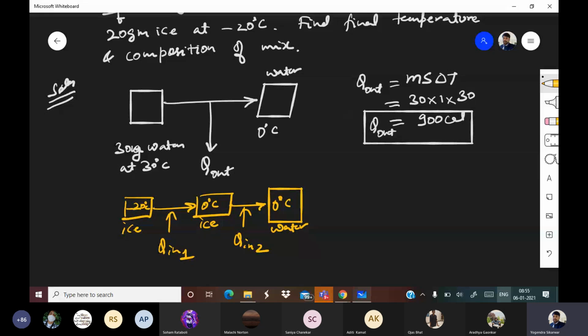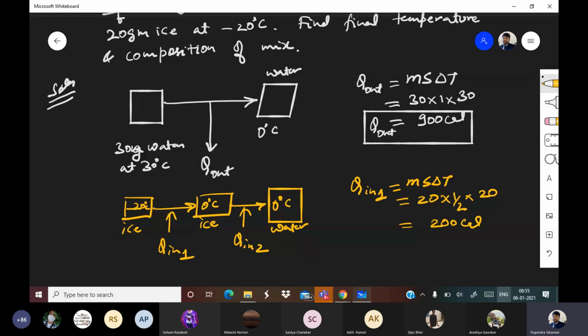Okay. So how much is Q in 1? Q in 1 will be very easy, and that will be m s delta T. M is 20 because ice is 20 gram. S is half because specific heat of ice is half, into delta T, which is 20. So that is 200 calorie. So 200 calorie of heat will be needed to shift the ice from minus 20 to 0.